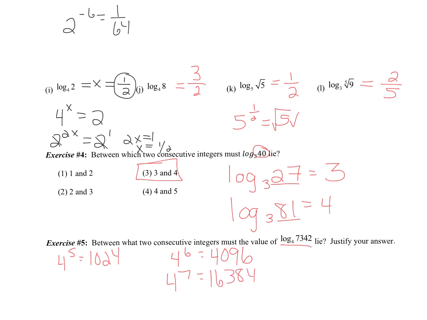So this 7,342 is between these two numbers, between 6 and 7. 7,342 is between 4,096 and 16,384. So log base 4 of 7,342 is between 6 and 7. In terms of justifying your answer, this is fine for justifying your answer.